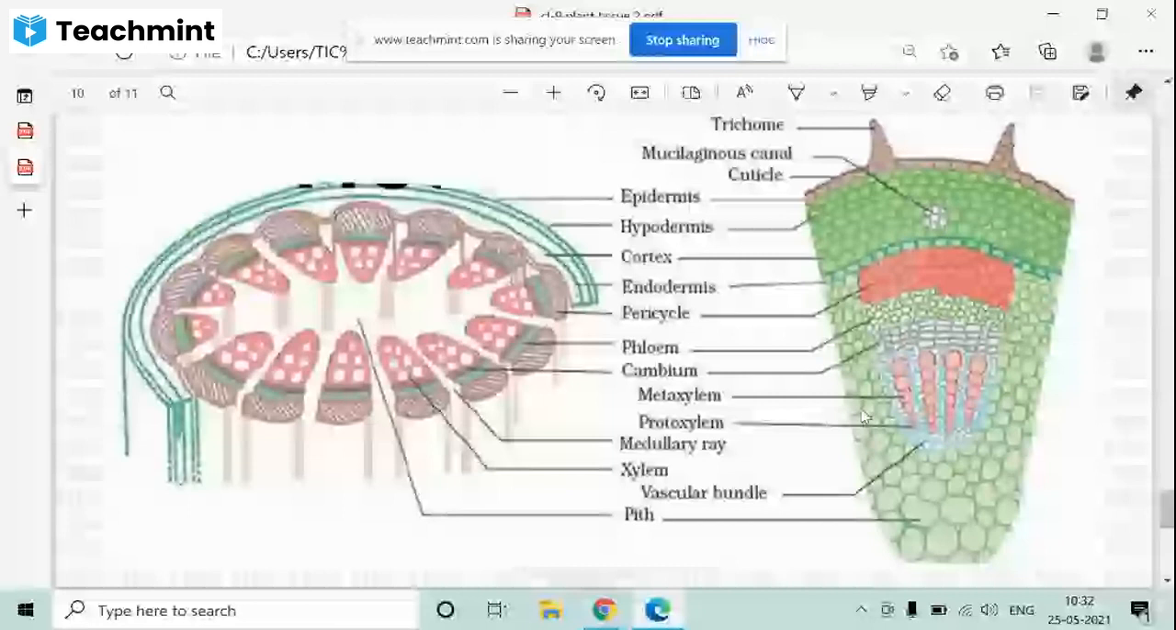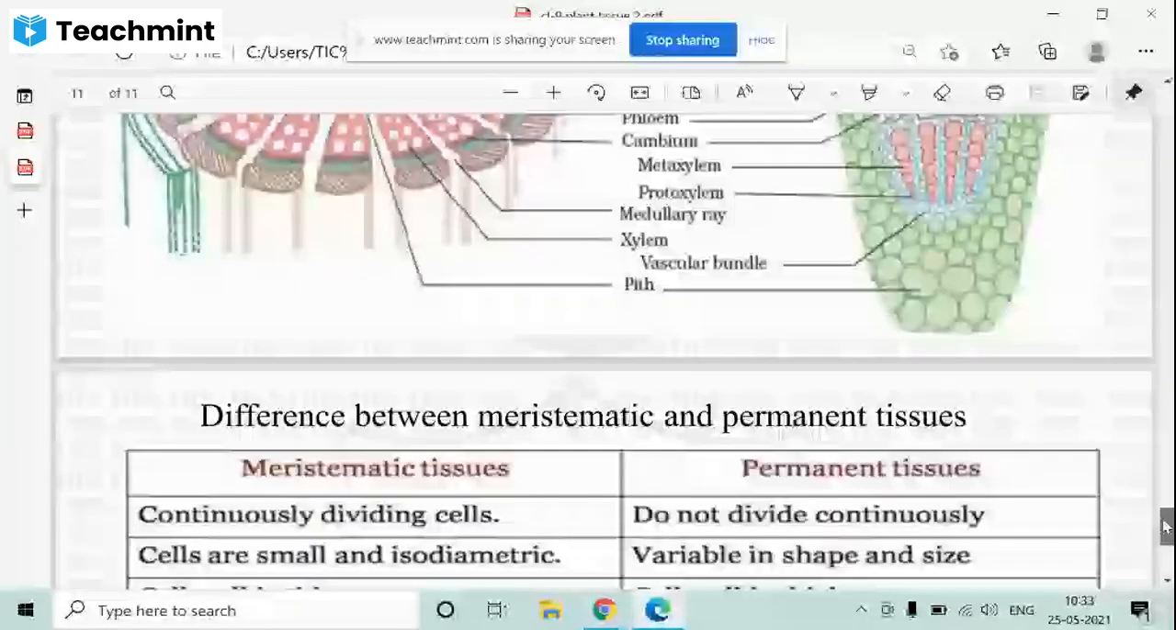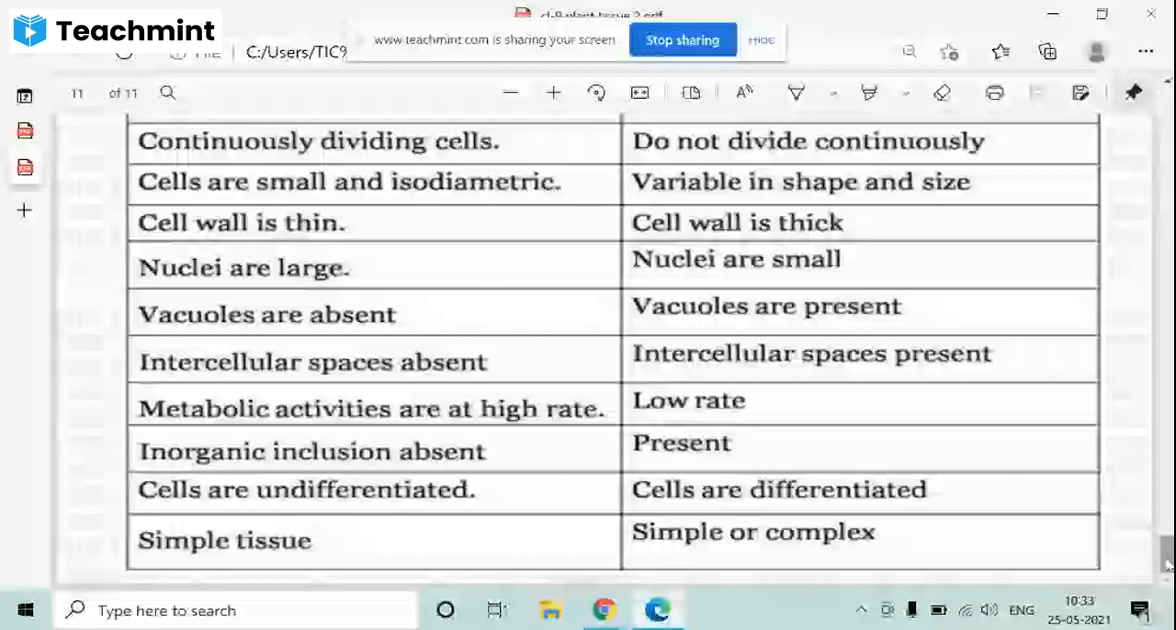If you cut the stem into small pieces and observe under a microscope, you will see these different tissue arrangement structures. Coming from the center, you'll see the pith, vascular bundle, xylem, phloem, cambium, dividing tissues, pericycle, endodermis, cortex, hypodermis, epidermis, and the cuticle. This is the transverse section of a dicot stem. So the difference is given between epidermal tissues, sorry, meristematic tissues and permanent tissues. Go through it. Okay. So here I complete my class.